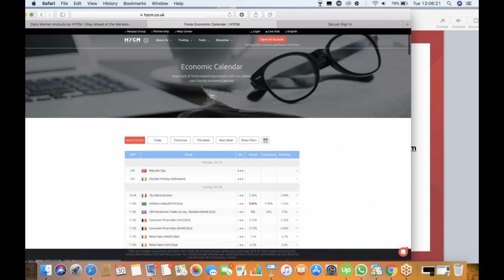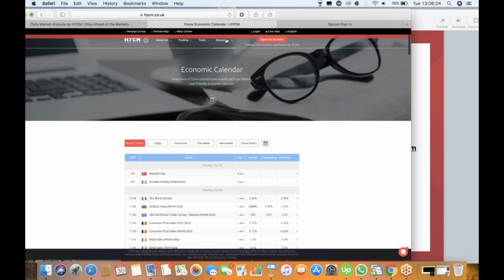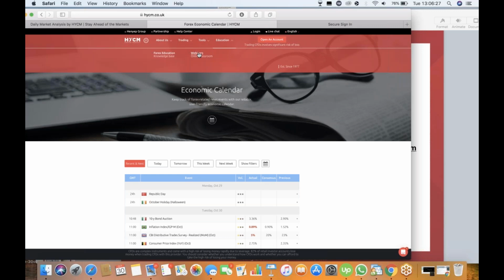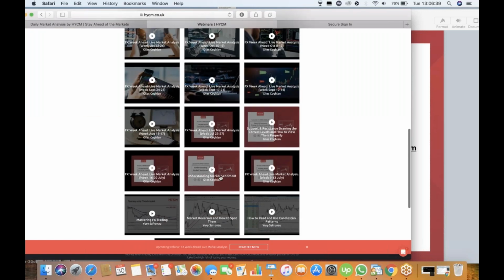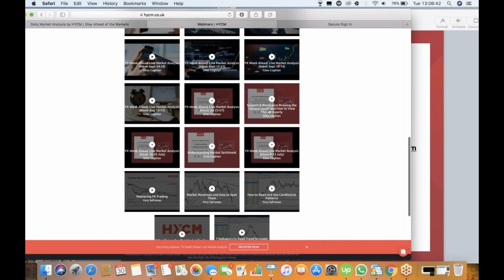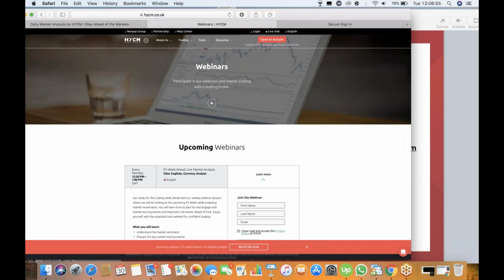And also, I can just tell you now that, Elwin, if you can see the screen, if you look at the education on HYCM's website, if you go to webinars, let's just see this. If you go to this support and resistance, drawing the correct levels and how to view them properly, there's a lot of technical analysis via MetaTrader 4 there, Elwin. That webinar will be quite useful to you. But if there's anything else specifically, we'll cover some technical analysis today.